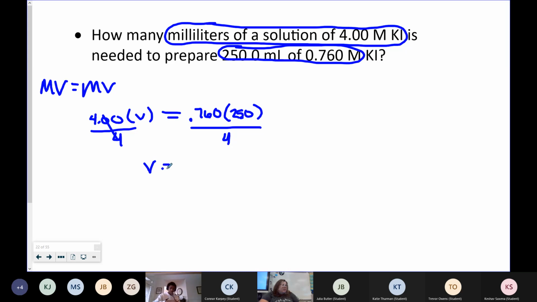So if we put this in the calculator and we do 0.760 times 250 milliliters divided by 4, we're going to get that the volume we would need is about 47.5, and our volume unit was milliliters.